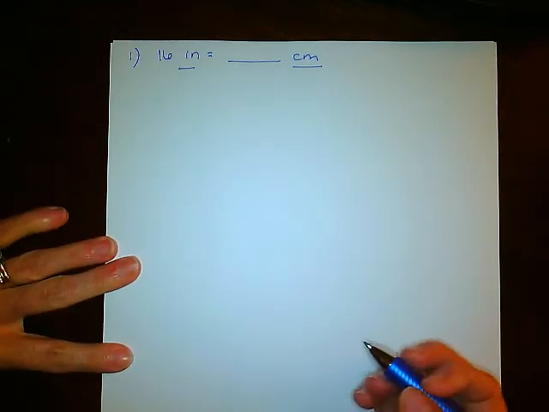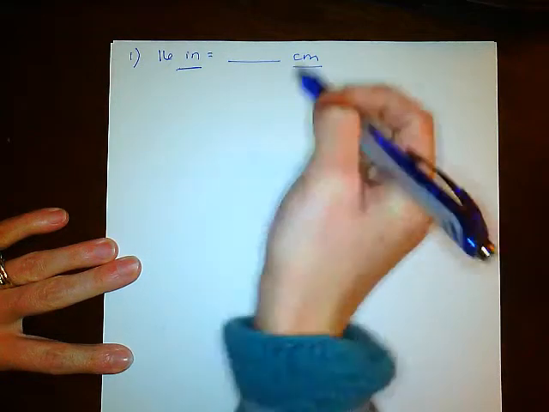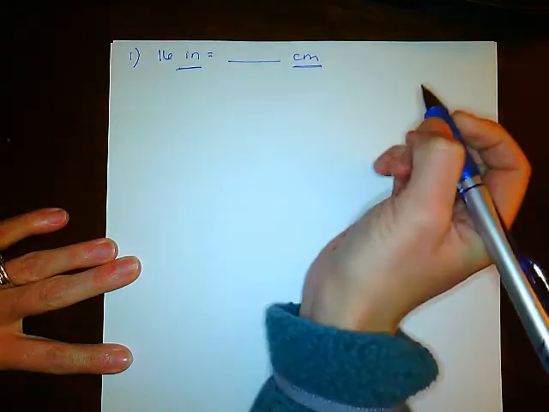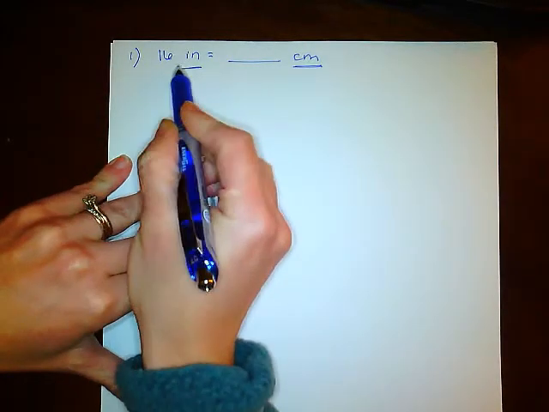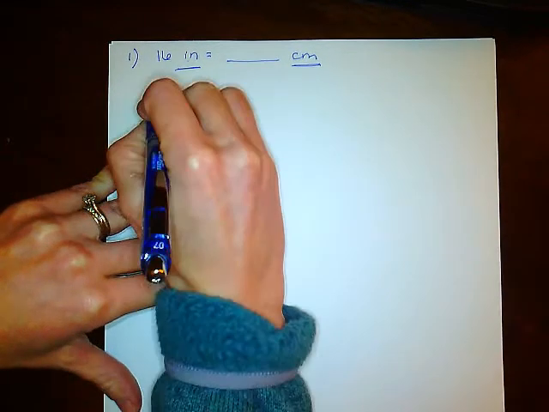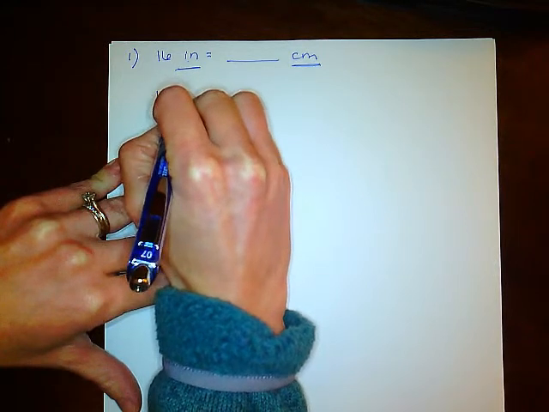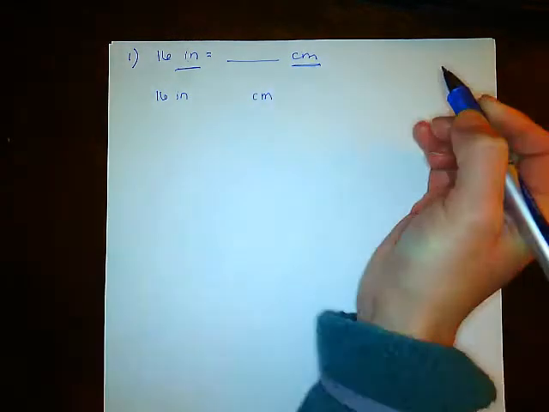So let's take a look here at example number 1. We see that we are going from inches, which is a standard unit of measurement, into centimeters, which is our metric system. And you're going to hear me repeat this over and over again. We always want to look and start out where we're beginning and what we're trying to end at. So in this situation, we're going to write down where we're starting with, and that is 16 inches. And I am trying to get to centimeters.